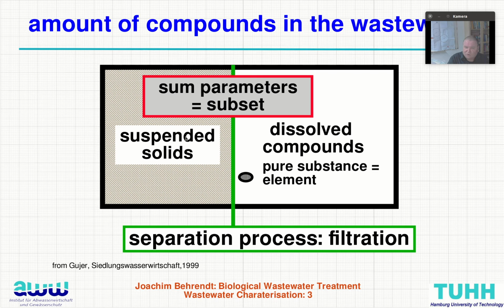Finally, we are distinguishing between suspended solids and dissolved components. In the wastewater field, the separation is done by a filtration with a pore size of 0.45 micrometers. Inside the dissolved components, we have pure substances or elements, like for example heavy metals or components of special significance like ammonia or phosphate.